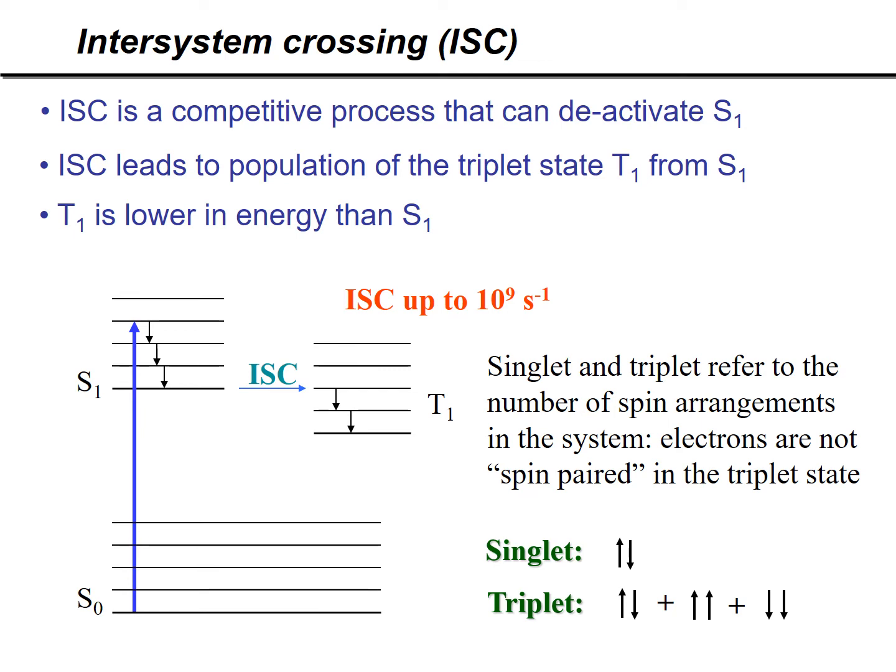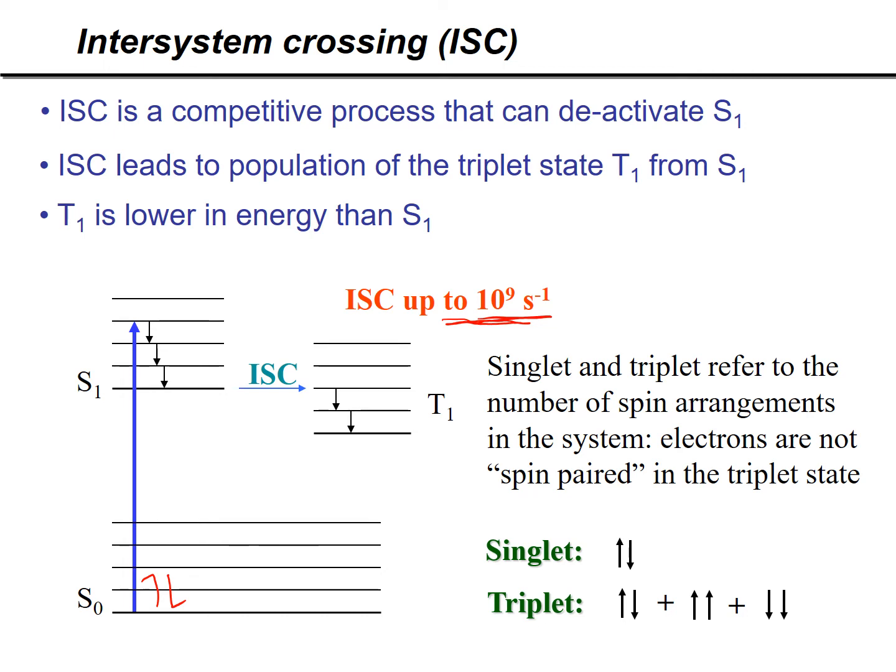So rate constants for intersystem crossing can be up to 10 to the 9 per second, which competes very readily with fluorescence. So when intersystem crossing occurs, the system goes into the triplet manifold. And again, vibrational relaxation occurs for the system then to get down to the very bottom of the triplet state.